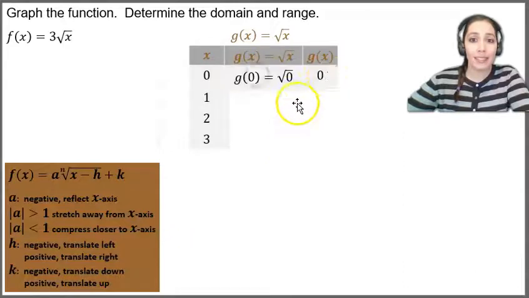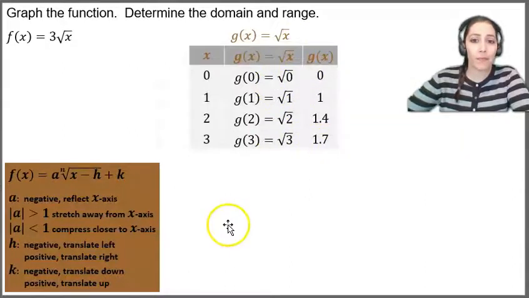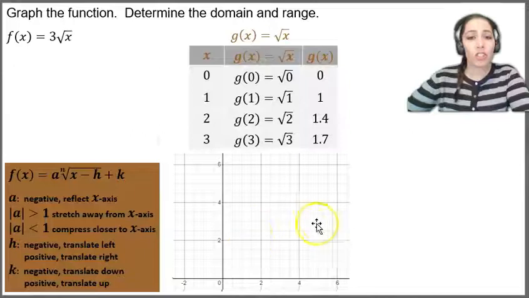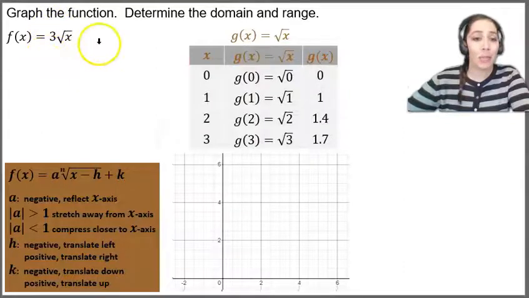So when I plug in 0, I end up getting 0. When I plug in x equals 1, I get 1. When I plug in x equals 2, I get approximately 1.4. When I plug in x equals 3, I get 1.7. Now, the point of this was to show you what the parent function looks like, because anytime there is an a, an h, or a k anywhere in the problem, it's just going to alter the parent function. So it helps to see what the parent function looks like originally.